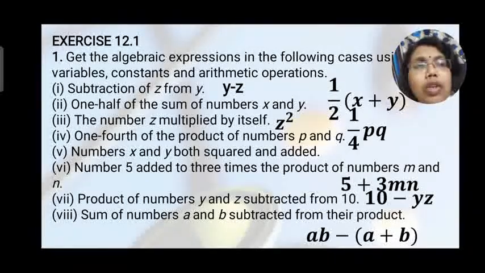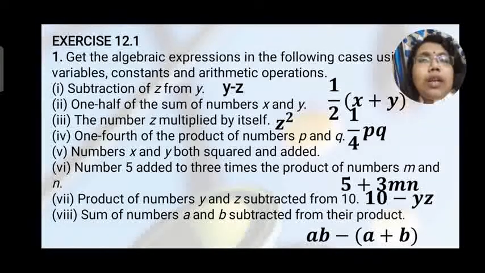Now here we don't need to put p and q in a bracket because multiplication is commutative, so you can multiply in any order. Then the numbers x and y both squared and added, that means x squared plus y squared. The number 5 added to 3 times the product of the numbers m and n, that means 5 plus 3 times m and n, that is 5 plus 3mn.